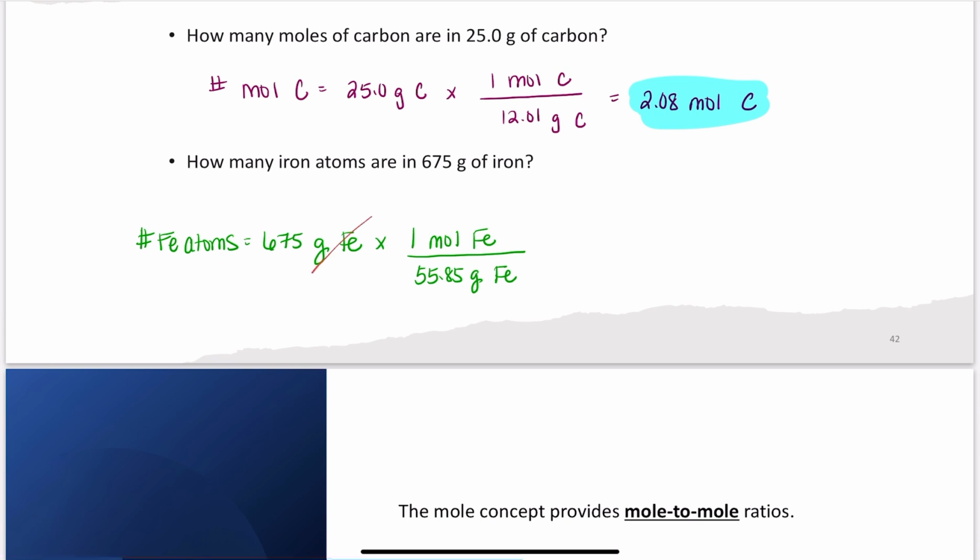I apologize, I have kittens, if you can hear them. And usually I wear an earbud to help cut down the noise, but I definitely forgot it in the other room. So now I've converted to moles of iron.